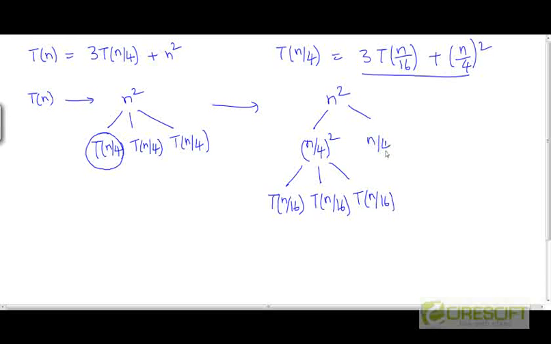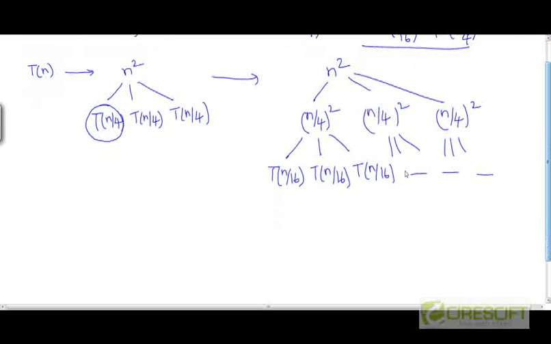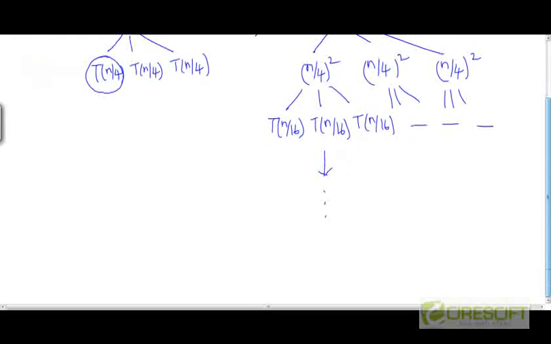And that's going to apply to all the 3 nodes. Each of them will have 3 children, T of n by 16 each. So we can continue this process again until the recursion bottoms out. That is, we hit subproblems of size 1. So at the very end, our recursion tree will look like this.